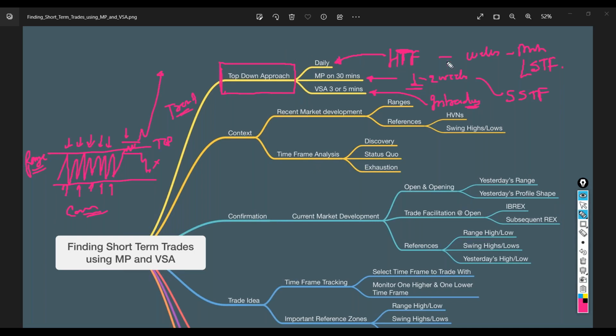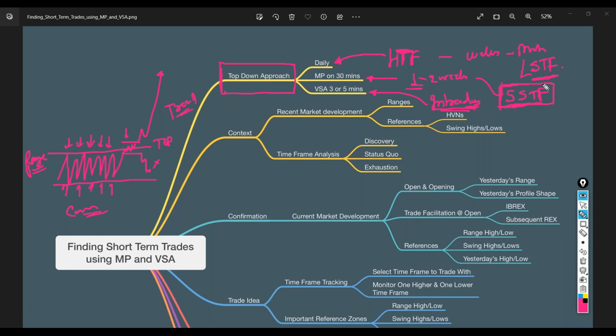I start on the daily chart, I see what the long swing time frame is trying to do, and then I go to the 30-minute chart and see what the short swing time frame is trying to do, and then I go to the 5-minute chart properly, and then try to find out what the intraday time frame is trying to do. All right, what will all this information give me?